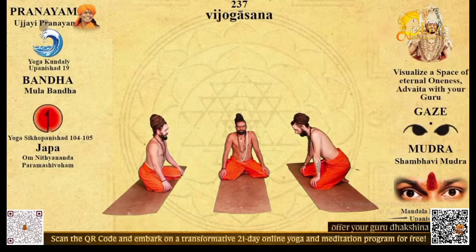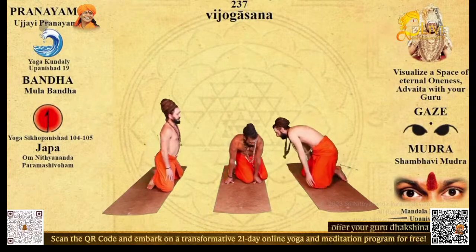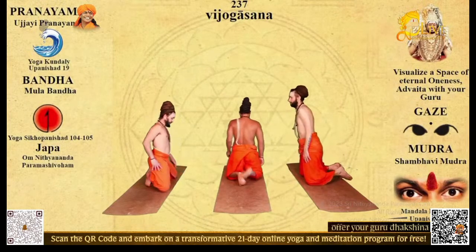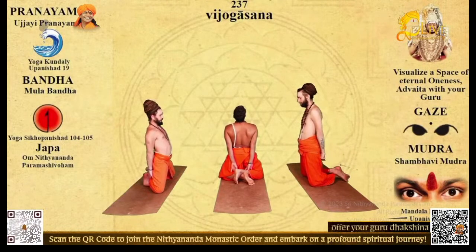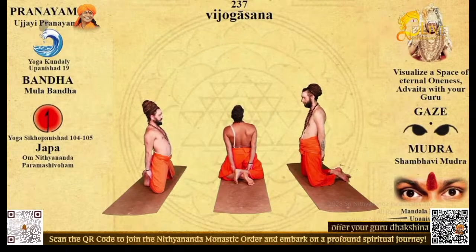Next up is Vijyogasana. Now stand on your knees, cross your ankles behind with the feet near opposite knees. Hold your calves with your fingers inside and the thumbs outside. Gaze to your third eye and visualize a space of eternal oneness, Advaita, with your Guru.